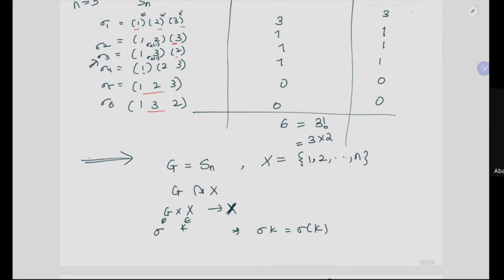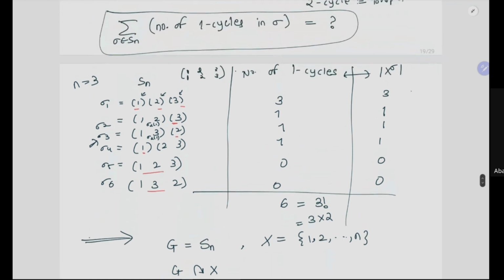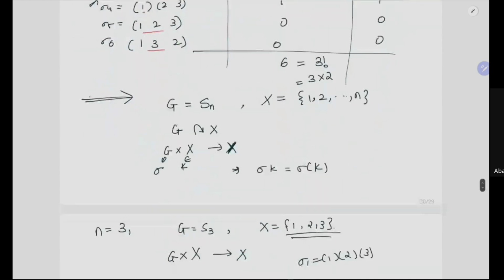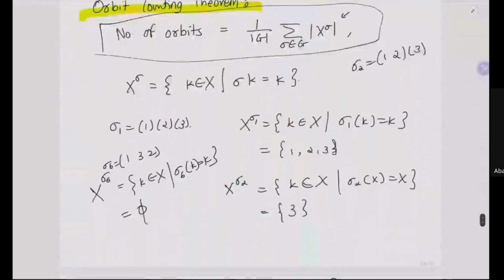Ma'am, this is true for the number of 1 cycles, right? Yes. This is true only for 1 cycles, not for 2 cycles. Then n factorial is not for 2 cycles. No. This is only for 1 cycles. Only for 1 cycles. Yeah. For 2 cycles it is not. We saw somewhere, right? It was different.